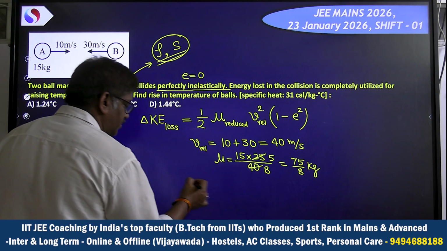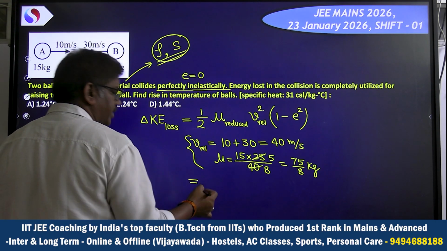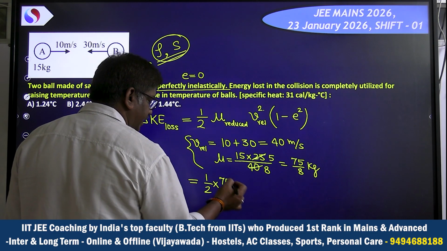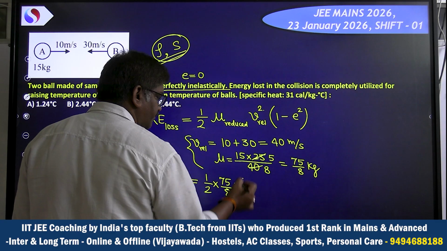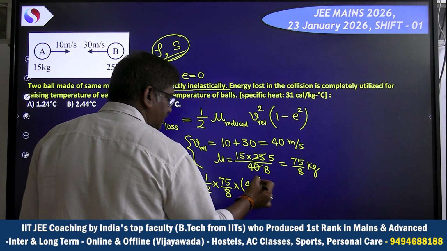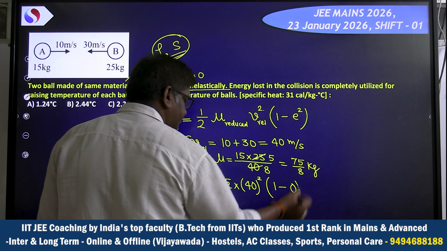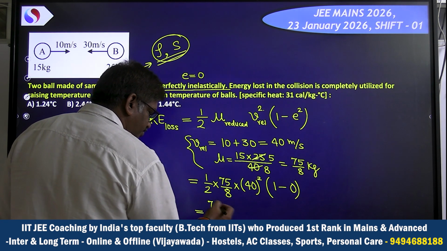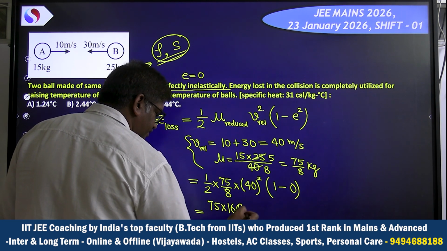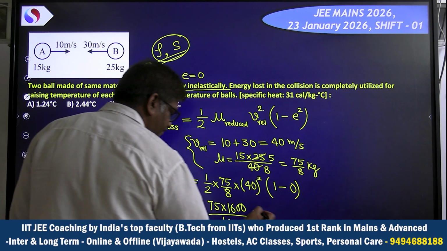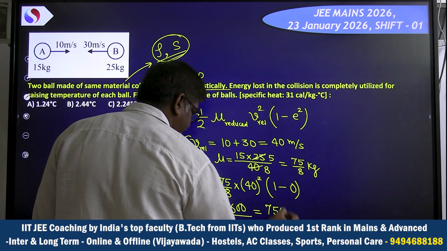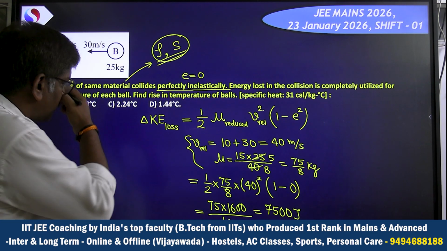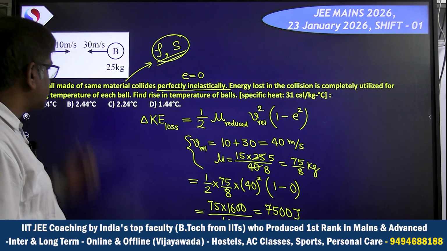So I am going to put these values here to get the total energy loss. So it is half into 75 by 8 into 40 square into (1 minus 0). So 75 into 1600 divided by 16 will give me 7500 joules. 7500 joules is the total loss of kinetic energy during this collision.